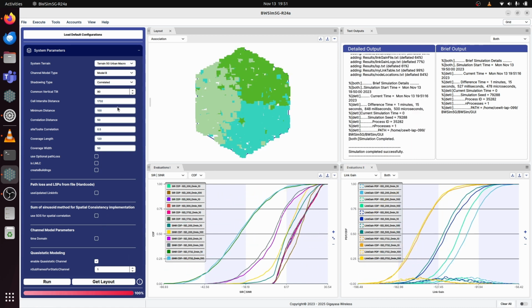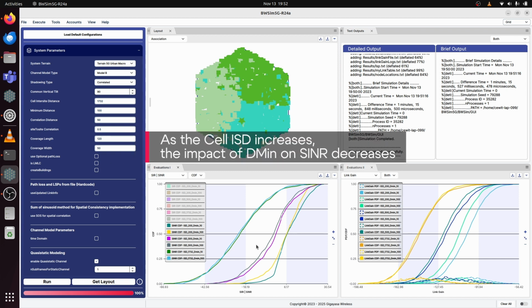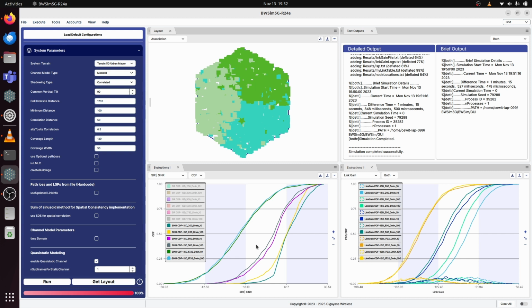Okay, now let us filter out the SINR results alone to make it more nuanced. So if you can see over here, these are the SINR for ISD of 200. These two are for ISD 500, and these are the SINR curves for ISD 1732. Visually, it can be observed that as the cell ISD increases, the impact of dmin on SINR decreases, because when you increase the dmin, you are nearer to the cell edge than in a larger cell.